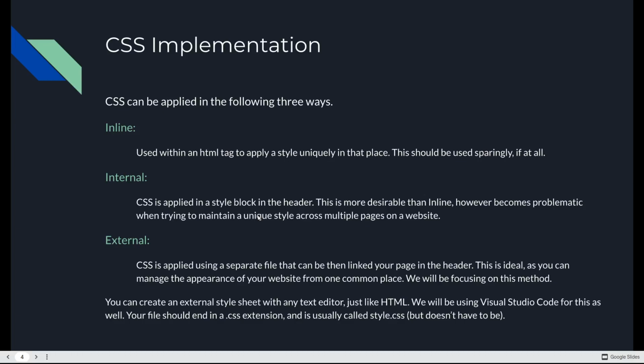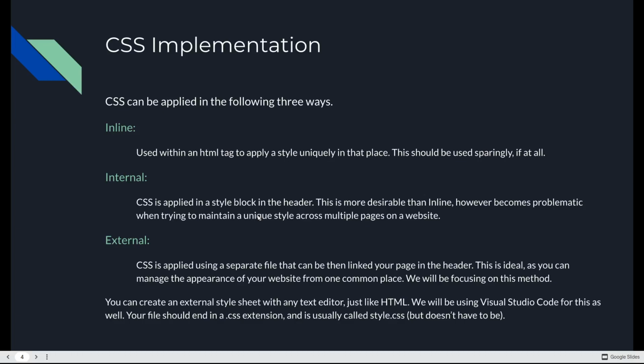Now when it comes to creating an external style sheet, you can do this with any text editor, just like HTML. But we're already using Visual Studio Code, so we're going to use this for this purpose as well, because of all of the cool things that it did with HTML that you saw last week, with the highlighting and allowing us to push everything right to GitHub with that built in. We're going to do that exactly with this.